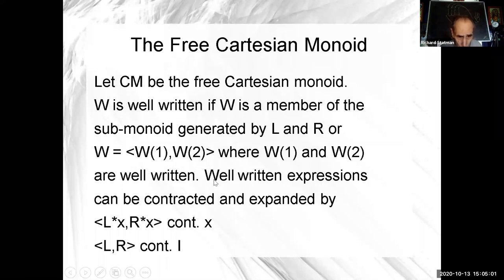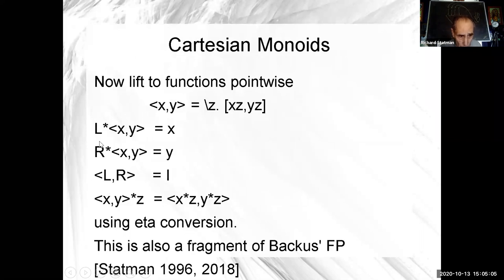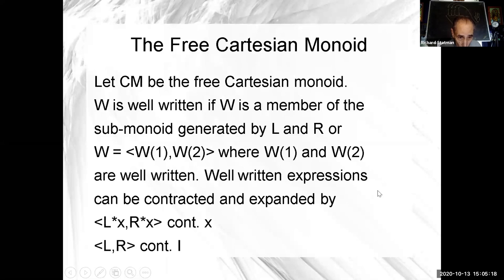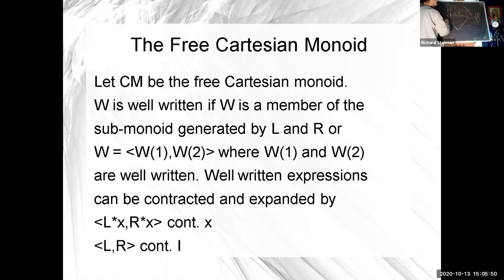Now, the one thing I should say about well-written expressions is we've only used these axioms here. Forget three. We used 1, 2, and 4. What about 3? Now, 3 comes in at the end. Well-written expressions can be contracted and expanded by using these contractions. Say you have one of these, which looks like this. These are leaves. I've got a left over there and a right over here, and they're followed by exactly the same step. Then that's X and that's X. Then I can contract that to this. Of course, I could reverse it.